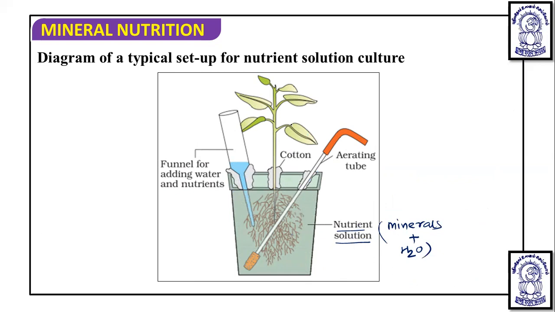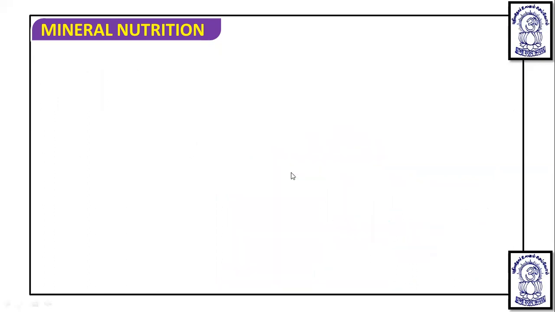Apart from this, this is a potted plant. Cotton is placed here, then an aerating tube is placed here, which provides oxygen. And this funnel is inserted here for adding water and nutrients again, because they decrease in this pot as the plant uses them. So this is the setup.